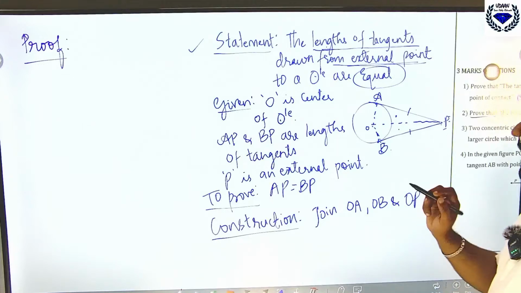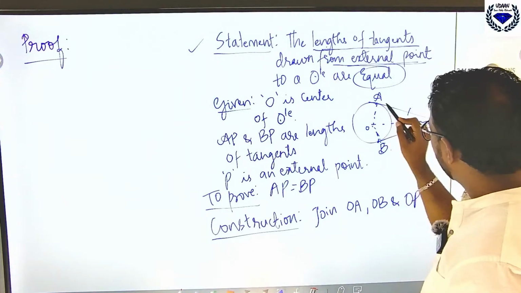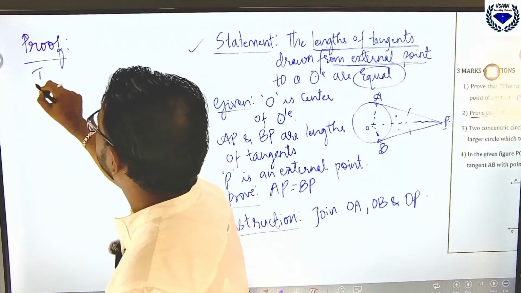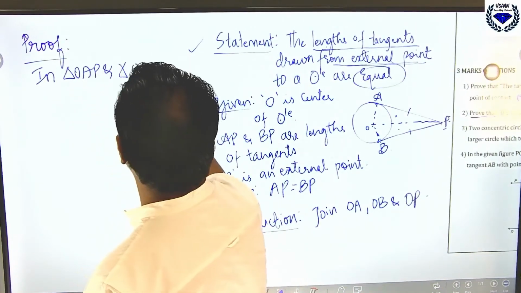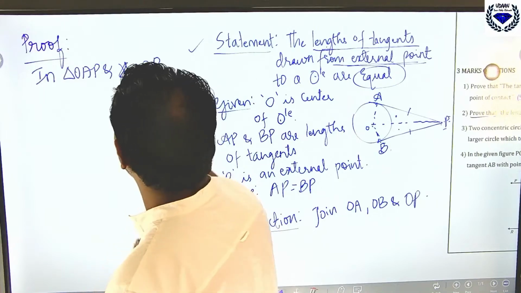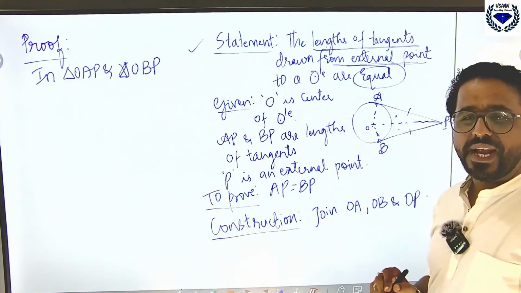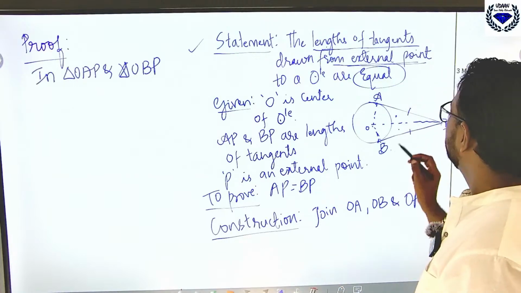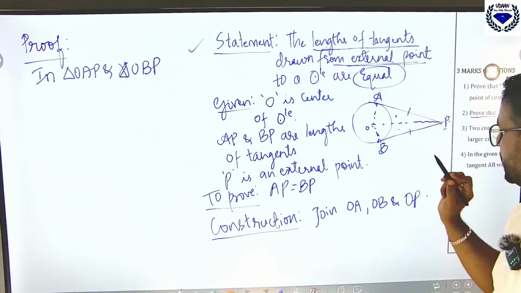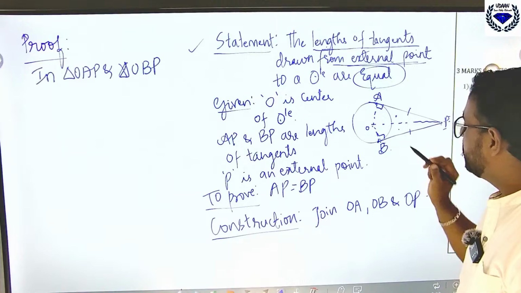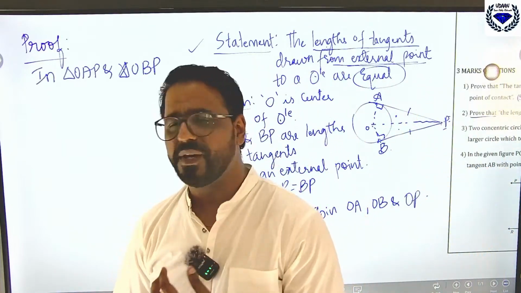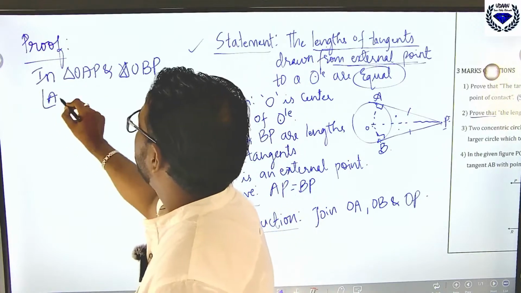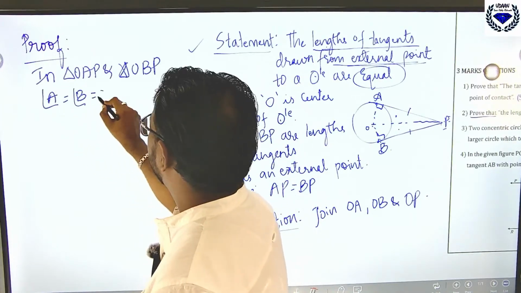How will you prove that? See, first you take in triangle OAP and triangle OBP. Write like this, OAP and OBP. You write the 2 triangles. Then start with this: angle A and angle B are what? 90 degrees. Can you tell me why? They are perpendicular. I'll write here, angle A equal to angle B equal to 90 degrees.